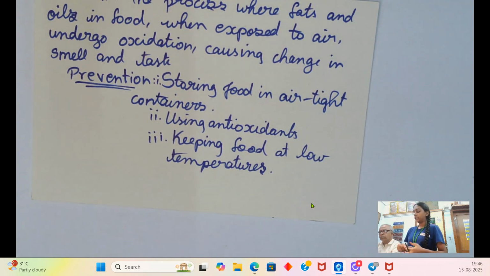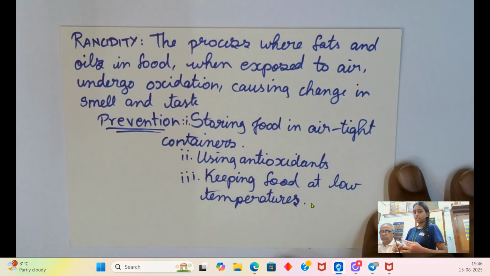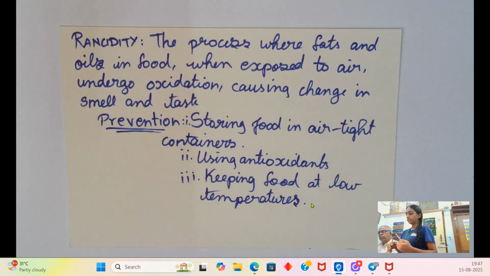Next is rancidity. This is the process where fats and oils in the food get exposed to air. In this case, it undergoes oxidation, which causes a change in smell and taste, and because of this, we can't consume the food. Just like a metal becomes a metal oxide in the case of rusting, rancidity means the food is oxidized. The oil products, fat products are oxidized, and that is why it gives us a faulty smell and taste also. That's why we call it rancidity.